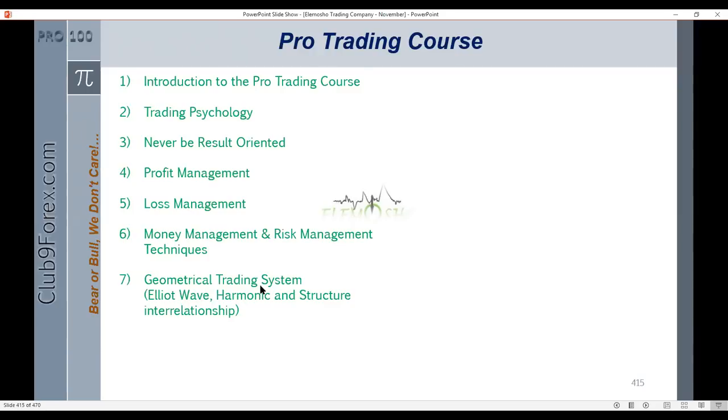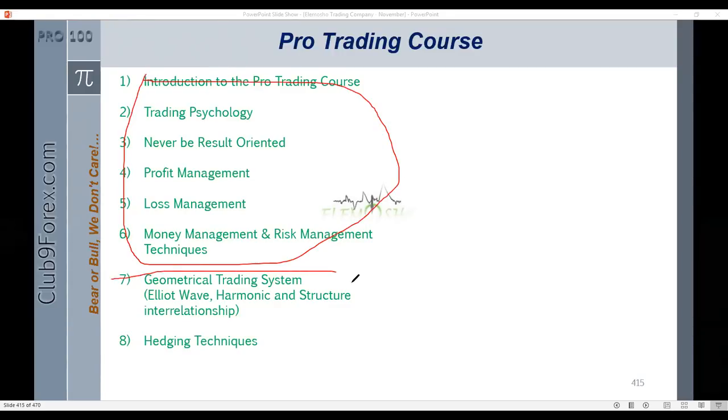So we discuss the geometrical trading system later on, and then hedging techniques. So primarily what we are going to be discussing today are just these. If time permits, then I may still discuss this today. But if I'm not able to discuss this today, we'll be discussing it in the next class.